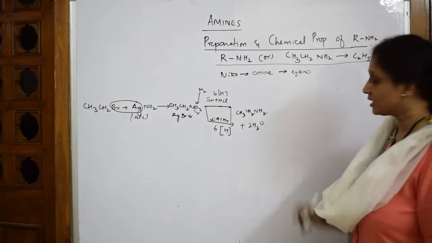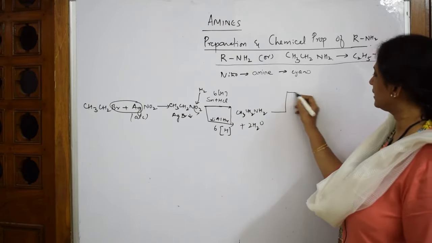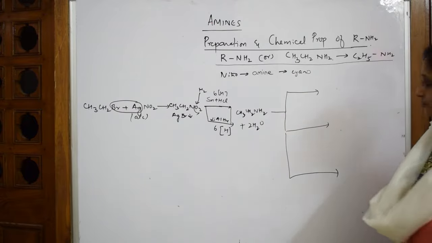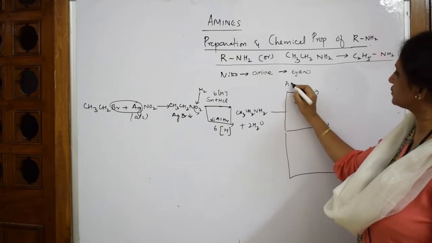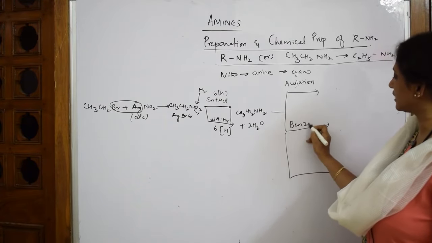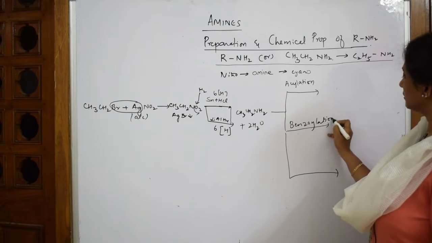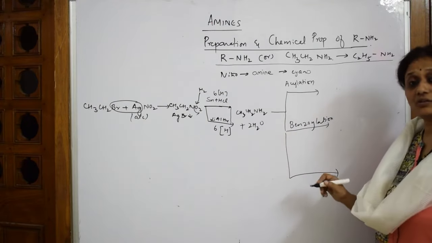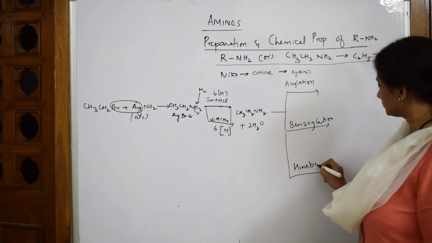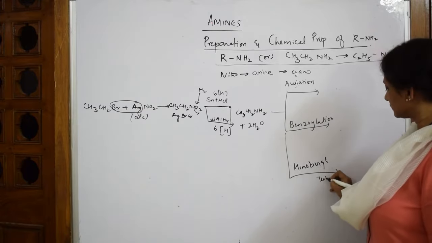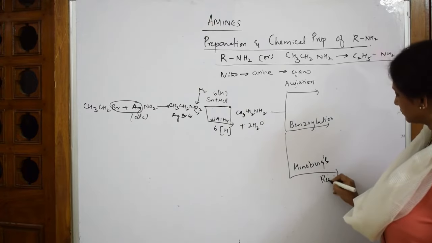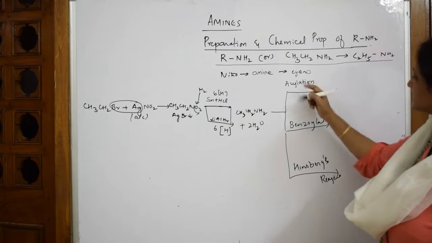This is your preparation. Now this primary amine, just see, I am going to introduce 3 important reactions. One is called the acylation reaction. This reaction is called the benzoylation reaction. And this reaction we call the Hinsberg test, with Hinsberg's reagent. Okay, we'll see that.